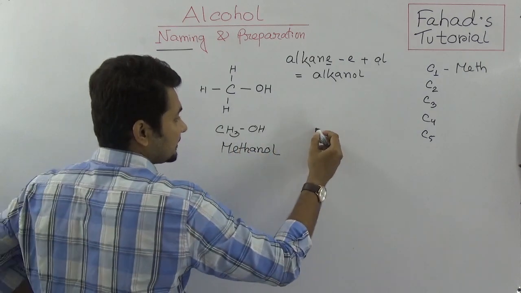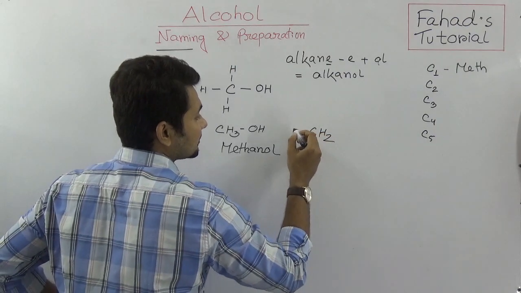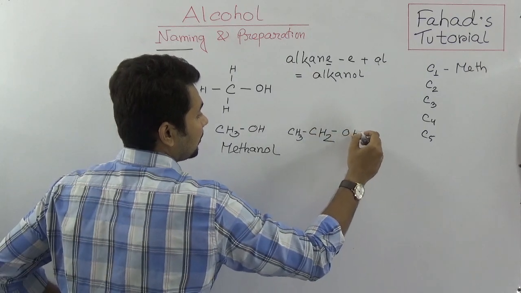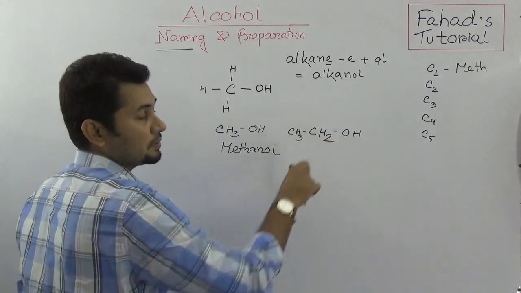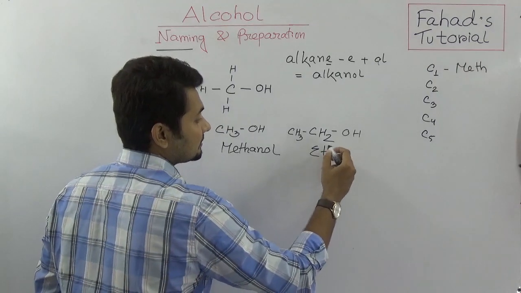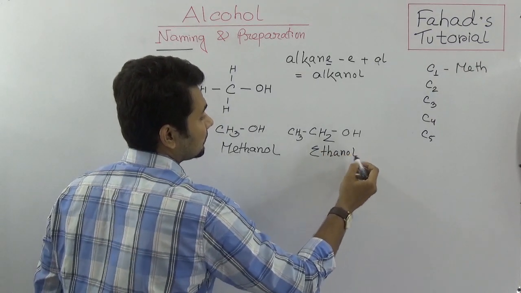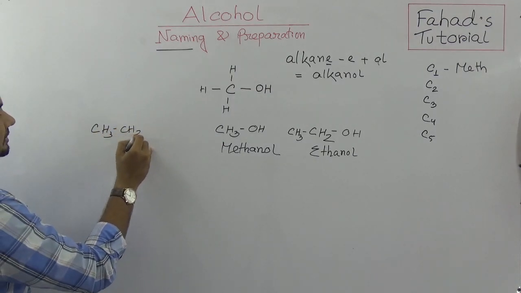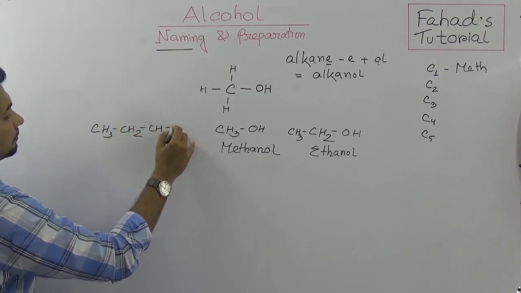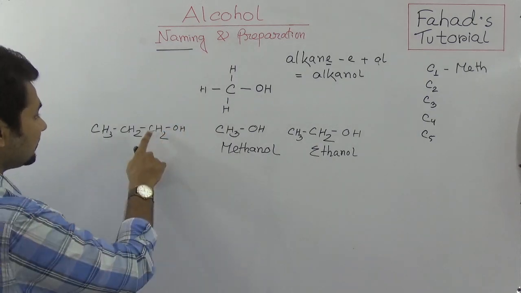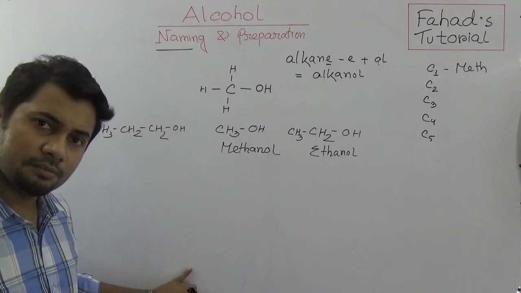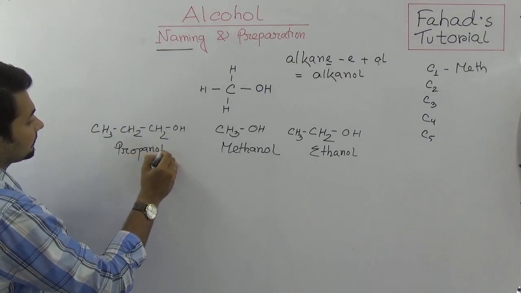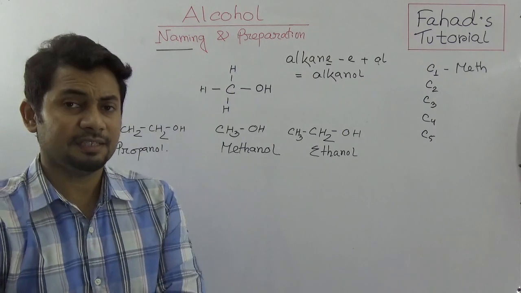After that, if there are two carbons, that is CH3 bond CH2 bond OH, now you see there are two carbons, and we can say this is ethanol. When there are three carbons, CH3 bond CH2 bond CH2 OH, now we can think that there are 1, 2, 3 carbons, so the name is propanol. Simple. So alcohol naming is very simple.